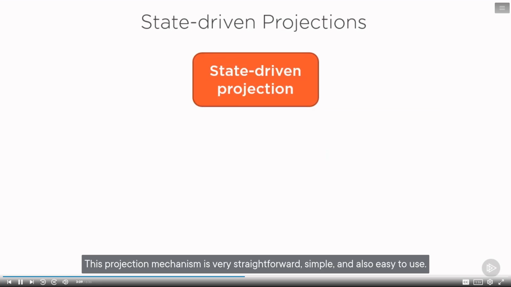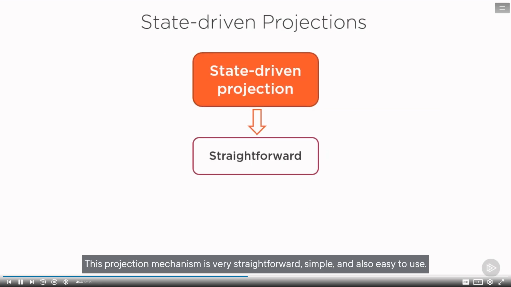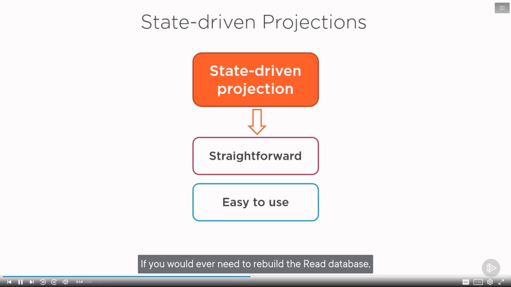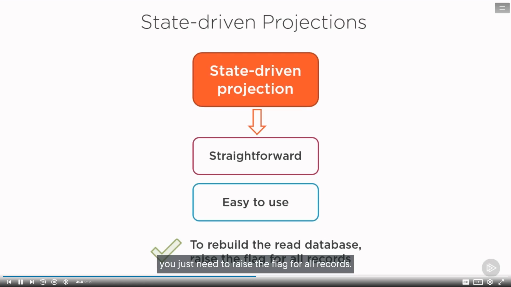This projection mechanism is very straightforward, simple, and also easy to use. If you would ever need to rebuild the read database, you just need to raise the flag for all records. And you can do that selectively too, for just a subset of records.